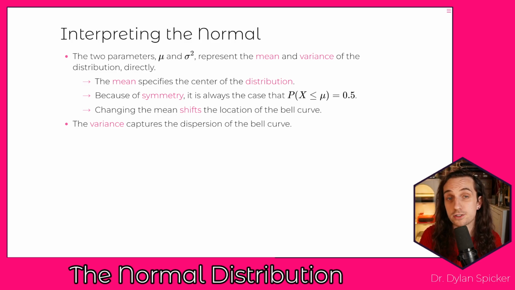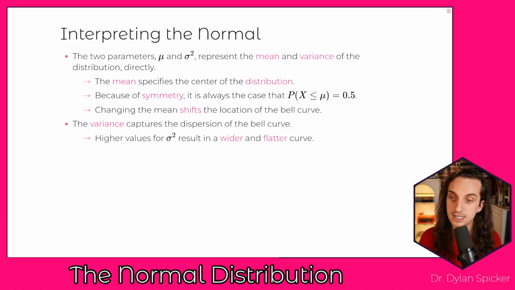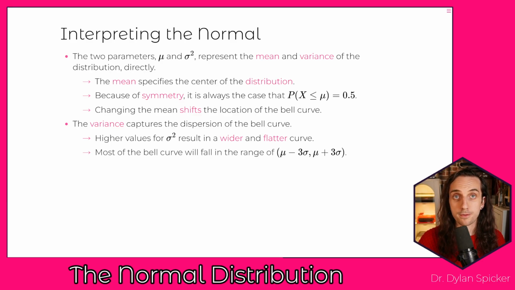Now, the variance captures how dispersed the bell curve is, right? So higher values of sigma squared represent a wider and flatter curve, right? Smaller values would represent a narrower and higher curve.